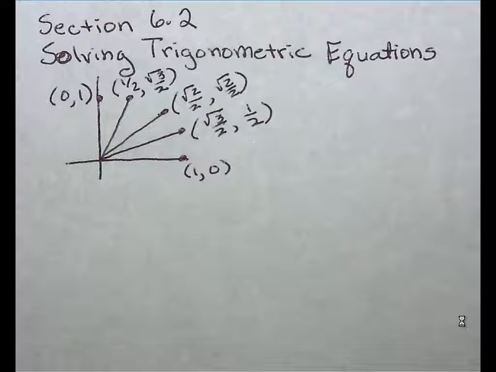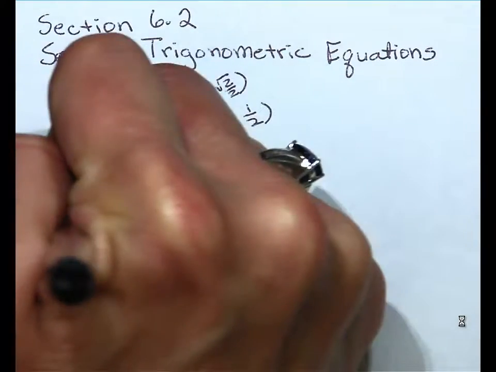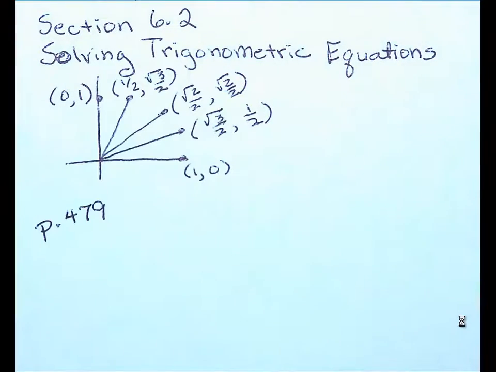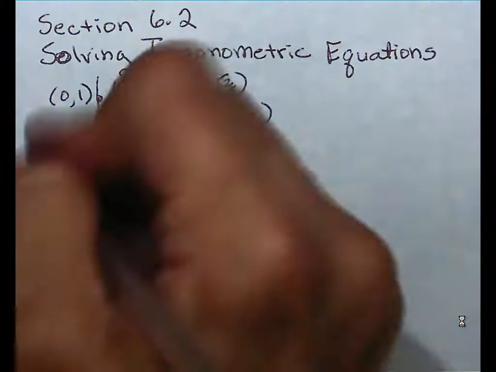We're going to try our best to get through 1 through 37 today, and then 39 to 55 tomorrow. So 1 through 37 will be the homework if we're able to get that far. Page 479. Let's just start off with an easy one.